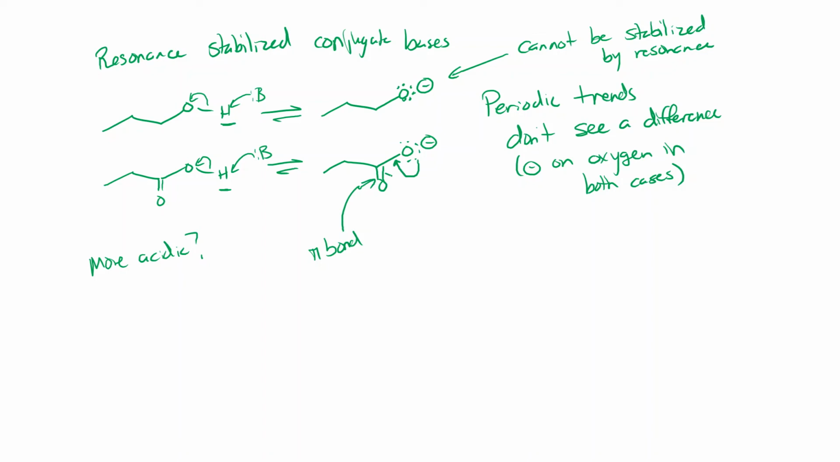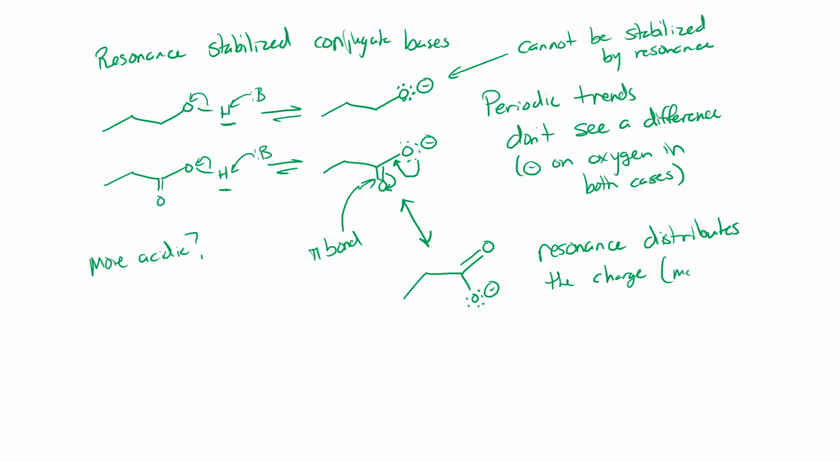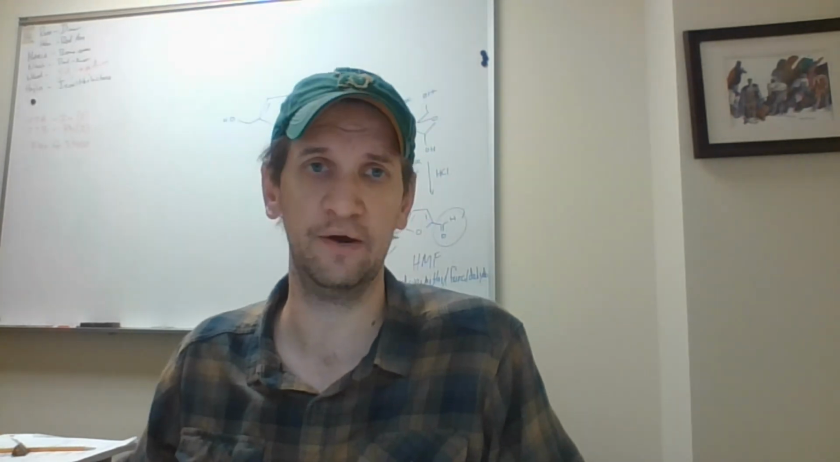make a new pi bond and use these pi bond's electrons to make a new lone pair. And so we can draw a resonance form of this one where we have a pi bond there, and now we have a negative charge on this oxygen. What we've done, of course, is that resonance distributes that charge, which, if you remember back to a couple weeks ago, means that that charge is more stable. And so what happens when we have a more stable conjugate base? I hope that you just shouted, we have a stronger acid.